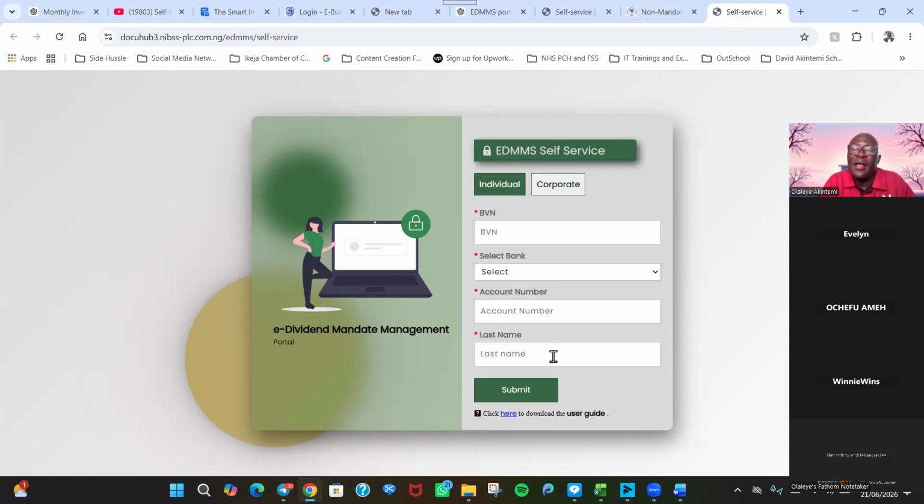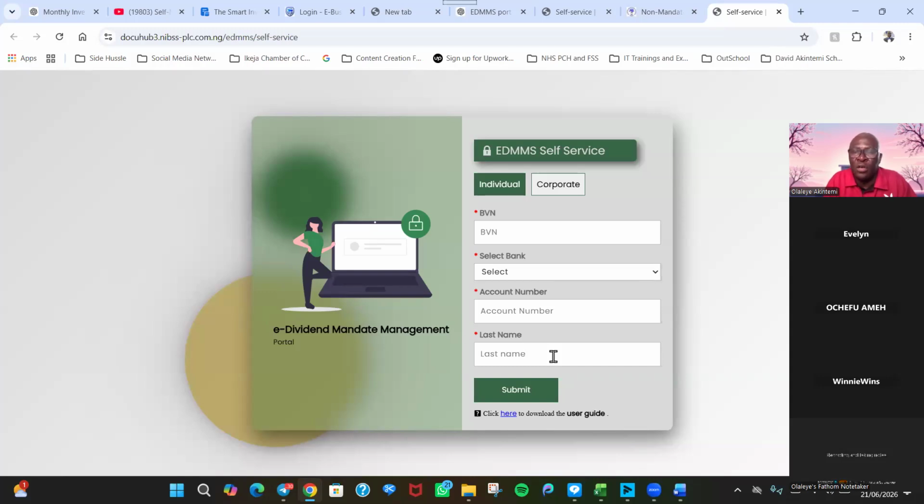Let's say you were single when you bought the shares, and you used your maiden name. Now you are married. You are now putting your marital name. It's not going to be able to match the information you are putting in here. It's not going to be able to match it with the name on the shares that you are trying to track and get your dividend, because the name you have now is your marital name, but the name you used to buy the share is your maiden name.